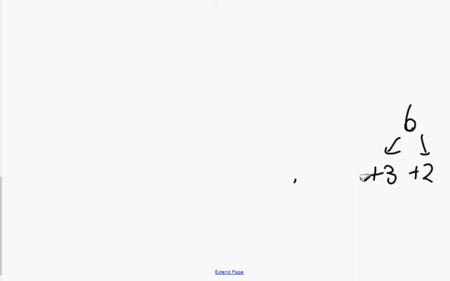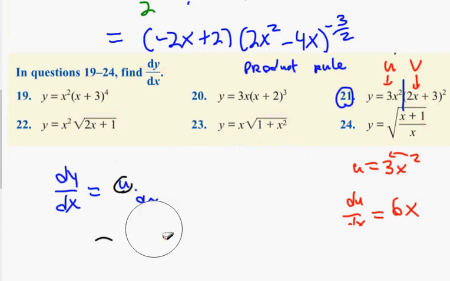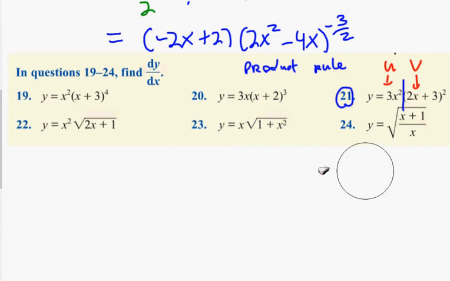Unlike the other ones, actually, I'm going to show you 2 different ways to do the same question. 2 different ways for the same question. Are you ready? Okay. Step 1.